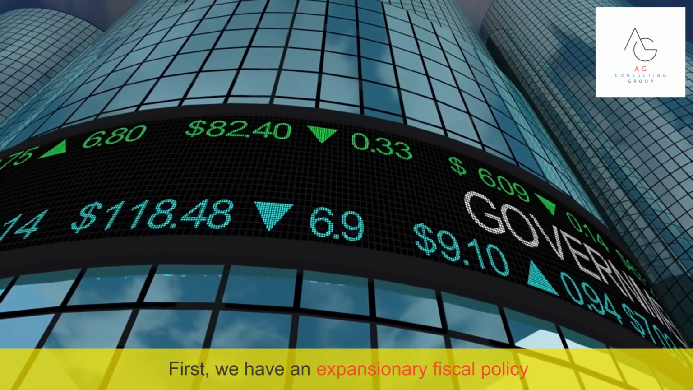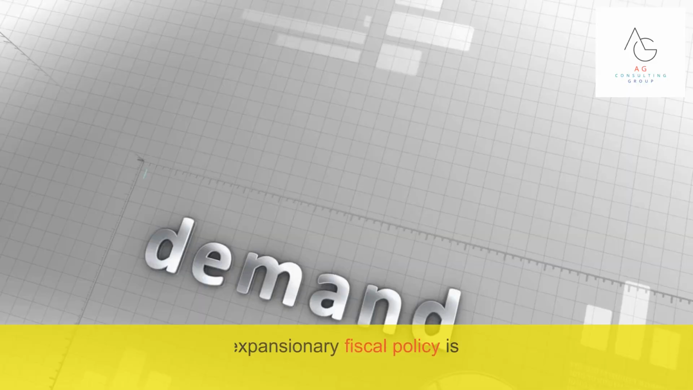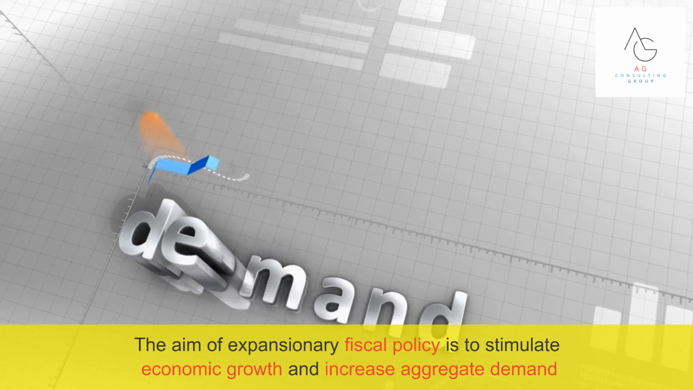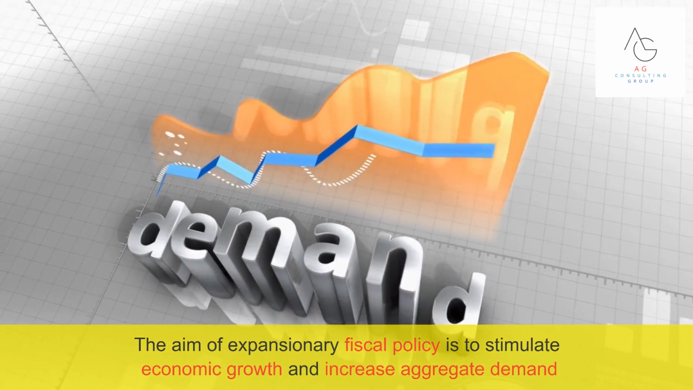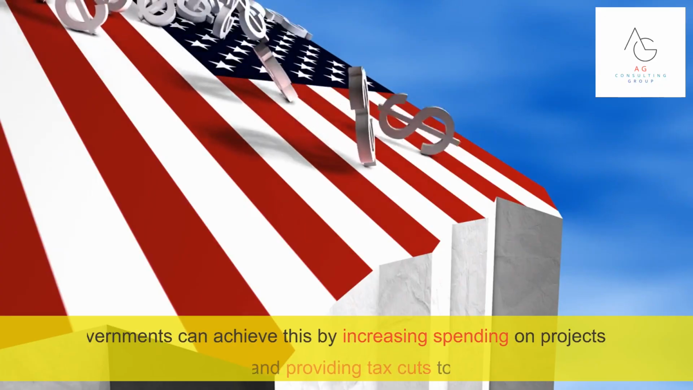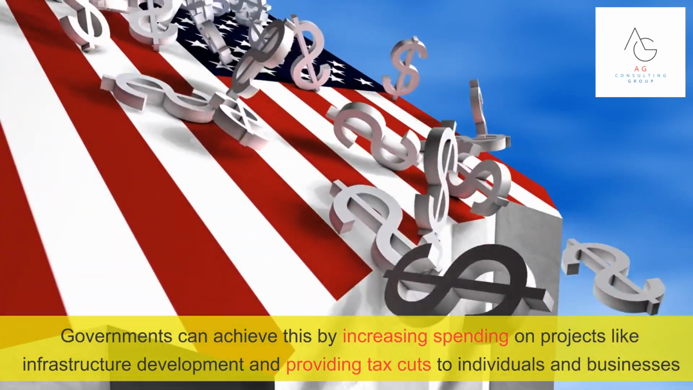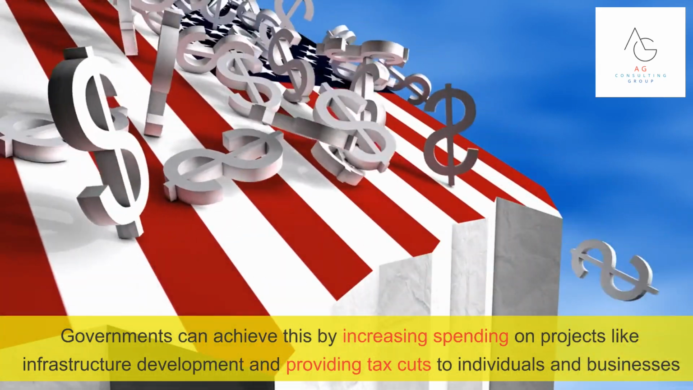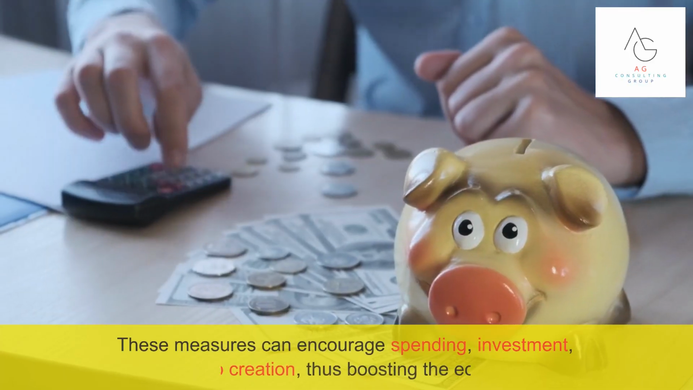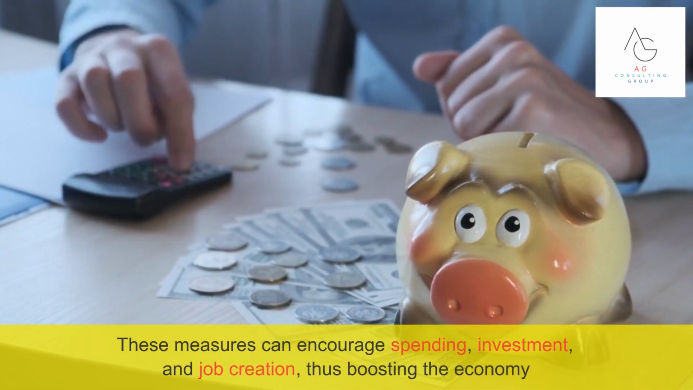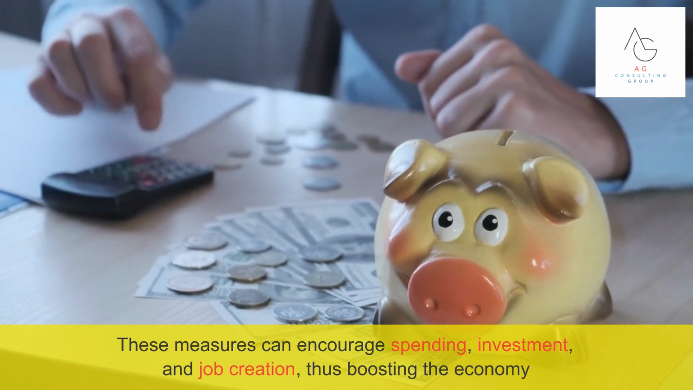First, we have an expansionary fiscal policy. The aim of expansionary fiscal policy is to stimulate economic growth and increase aggregate demand. Governments can achieve this by increasing spending on projects like infrastructure development and providing tax cuts to individuals and businesses. These measures can encourage spending, investment, and job creation, thus boosting the economy.